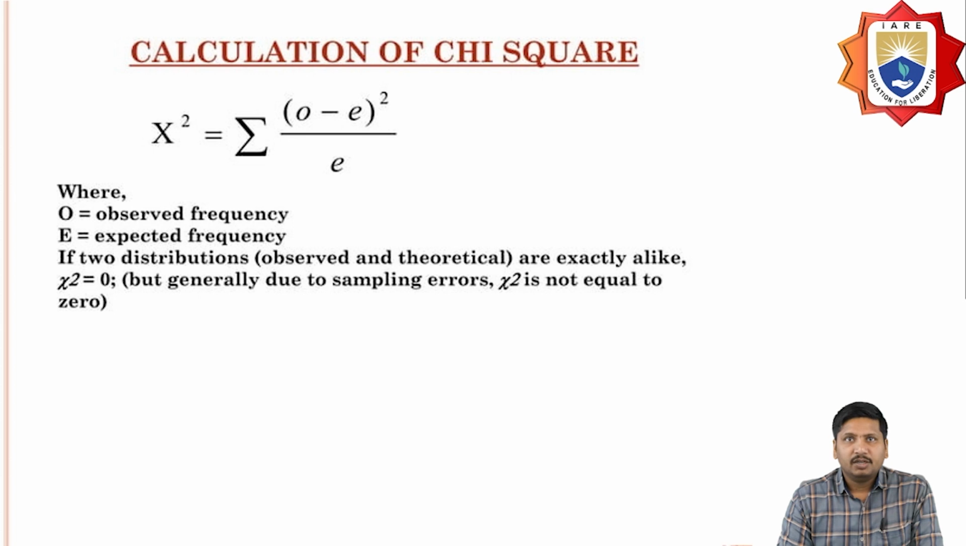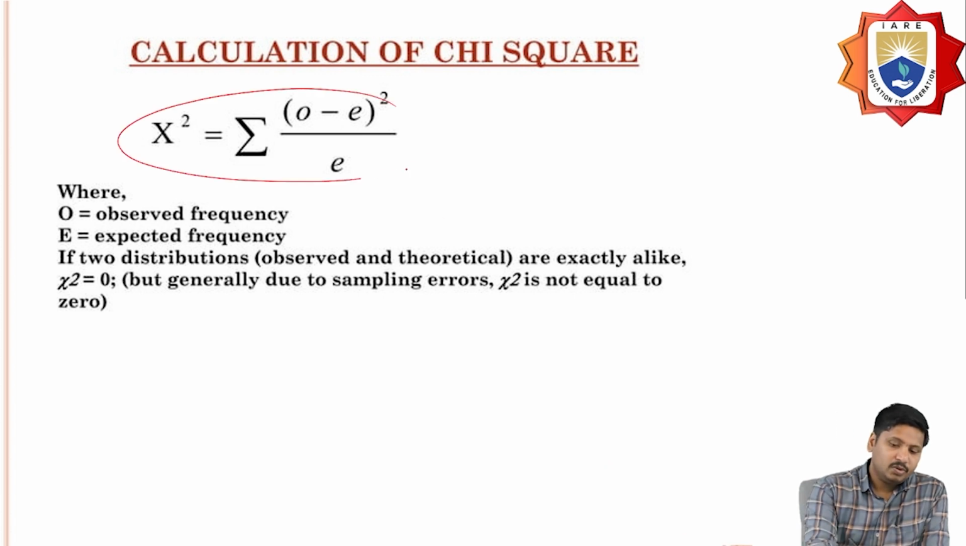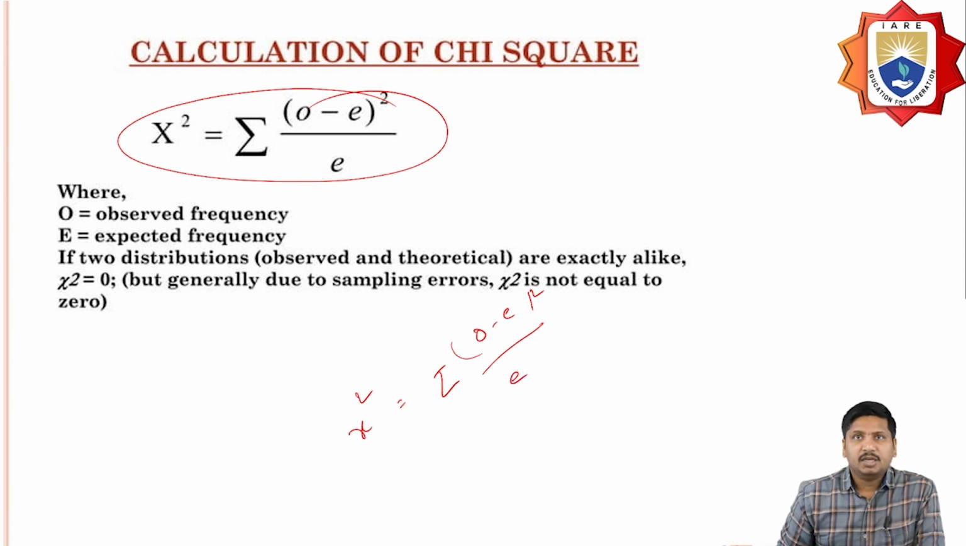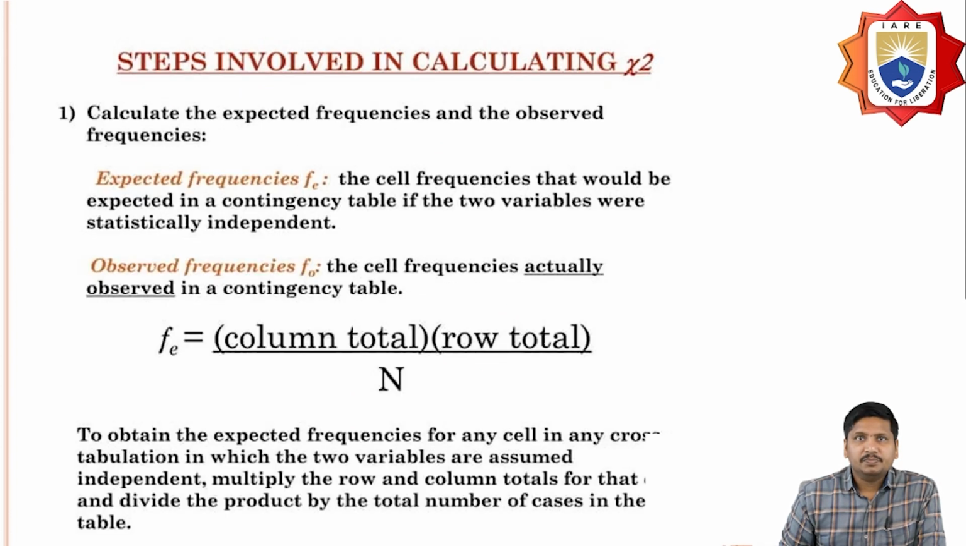So what is the equation for the chi-square test? Just now I said, chi-square is equal to sigma (O minus E) whole square by E, where O is the observed frequency and E is the estimated or expected frequency. If the two distributions are exactly alike, chi-square equals 0; otherwise chi-square is not equal to 0. Based on this equation only we can calculate the chi-square value, sigma (O minus E) whole square by E, observed minus expected frequency.